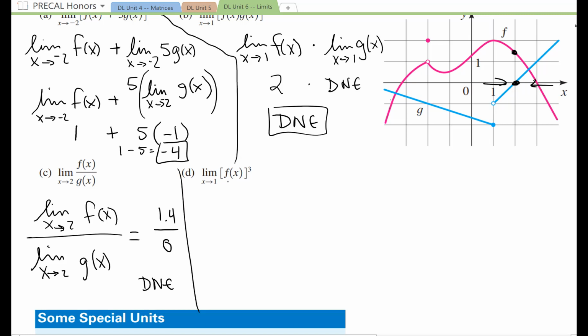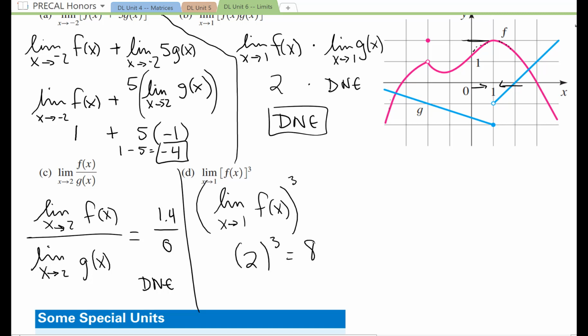The limit of f of x cubed as x approaches 1 is the same as the limit as x approaches 1 of f of x, all of it being cubed. What is the limit of f of x as x approaches 1? As x approaches 1, the pink graph appears to be approaching the y value of 2. 2 cubed is 8.